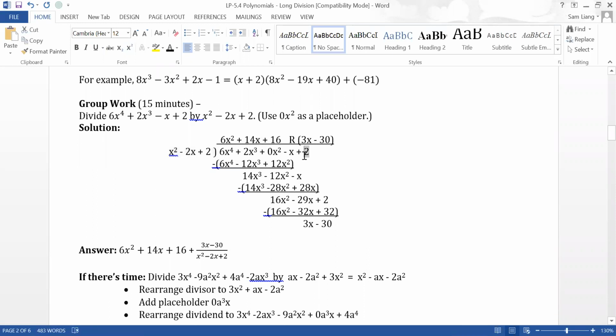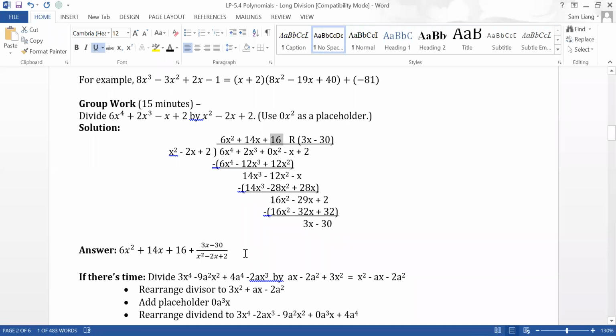Lastly, bring down the next term, plus 2. And we're going to perform our last division. So 16x squared, divide that by x squared, you get plus 16. Subtract the product of 16 and the divisor. So 16x squared, and then minus 32x, and then plus 32. Subtract that. You're going to get negative 29x plus 32x, that's 3x. And then 2 minus 32 is negative 30.